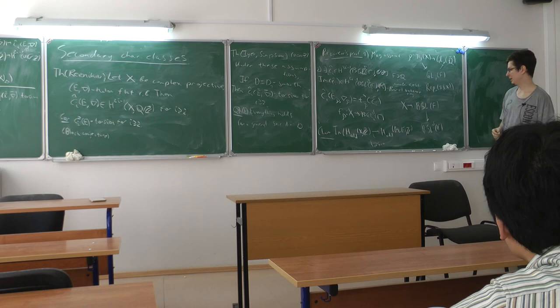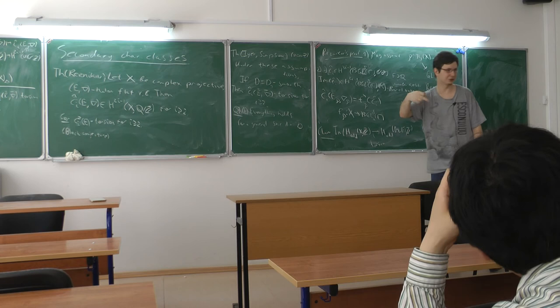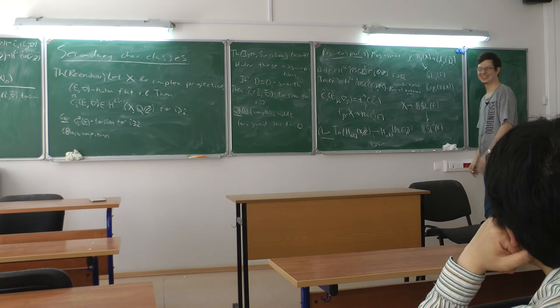Cohomology with C mod Z coefficients is the same as Hom from homology to C mod Z, because C mod Z is an injective abelian group. Yes. So you need to know that this guy is torsion.